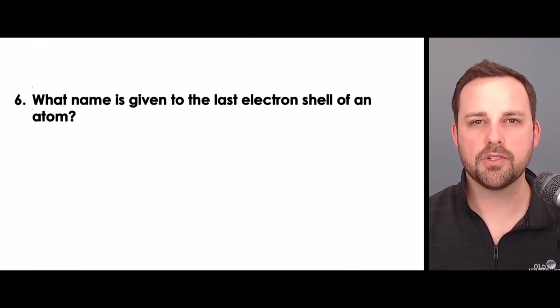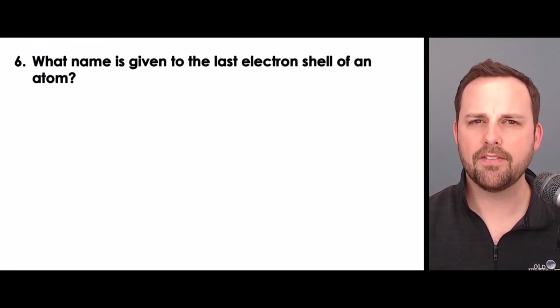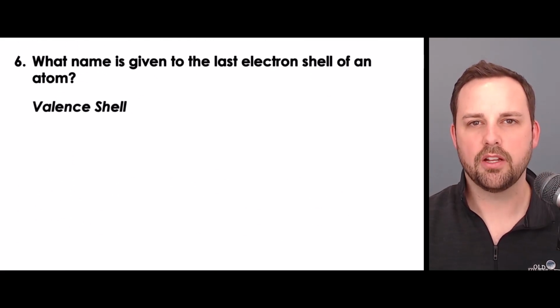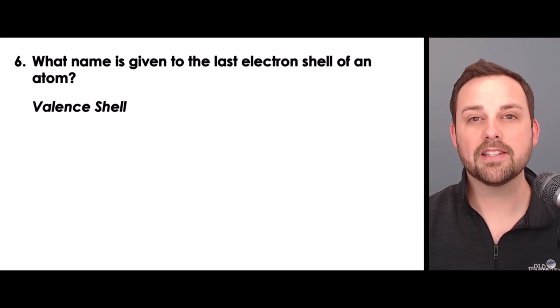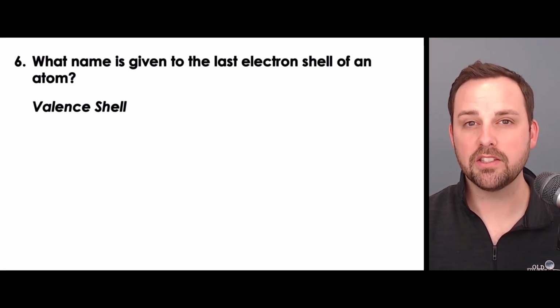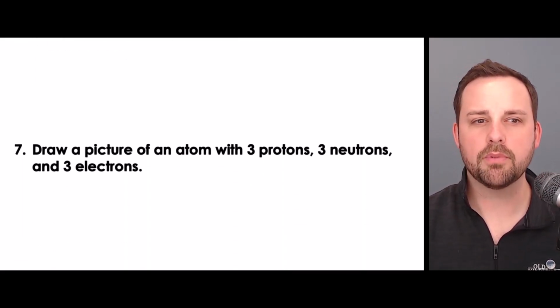Here's question number 6. What name is given to the last electron shell of an atom? The name for that is the valence shell. It doesn't matter if it's shell 1, 2, 3, 4, or any other shell. If it is the last electron shell, sometimes called the outermost shell, we give it the special name of being the valence shell.